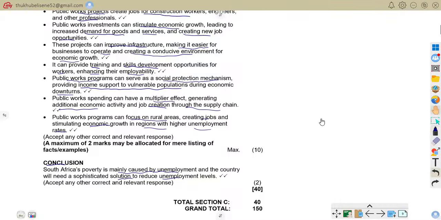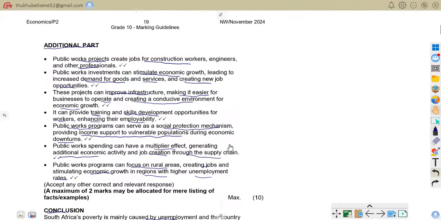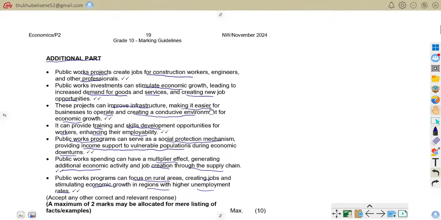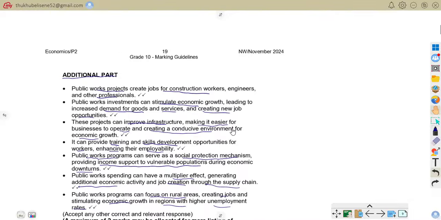So this is the end of our presentation. And great, make use of this presentation, as it will help you a lot when you're writing your essay in the coming exams that you are going to write.